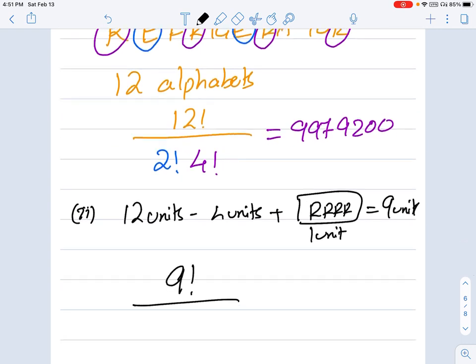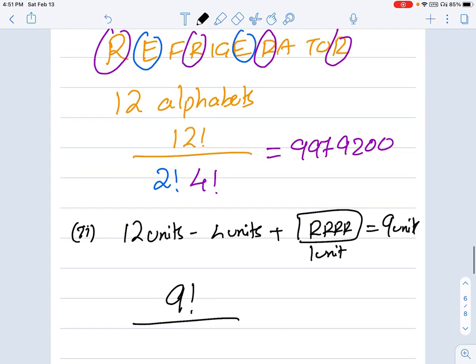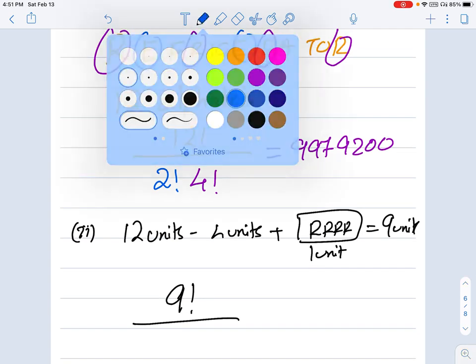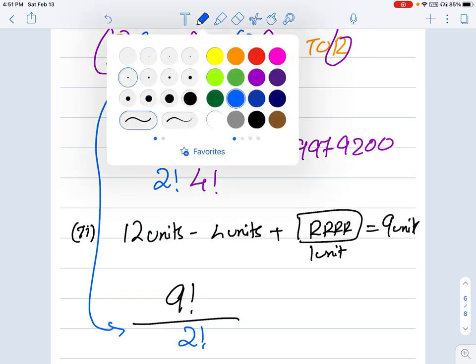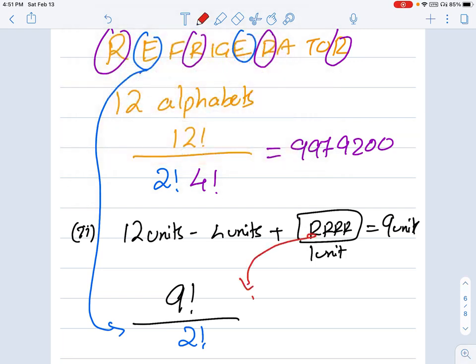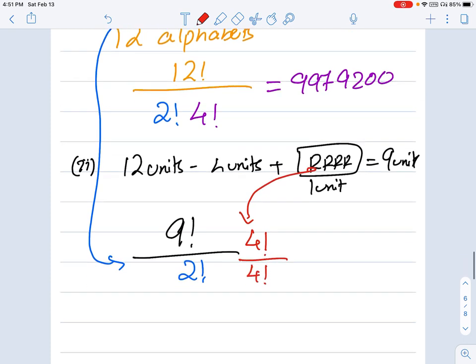9 factorial divided by, in this case the 2 e's will become 2 factorial. Now no need for R. Why no need for R? Because these 4 R's can be arranged in 4 factorial, and because they are all the same, divide by 4 factorial, they get cancelled, so no need to write that one. So my final answer will be 181440.